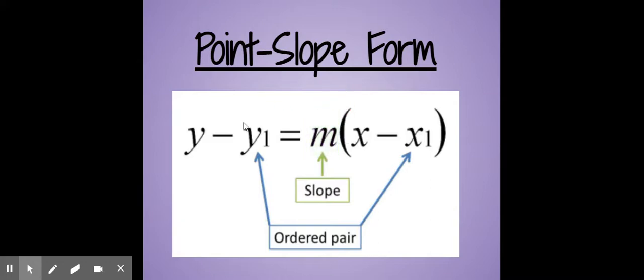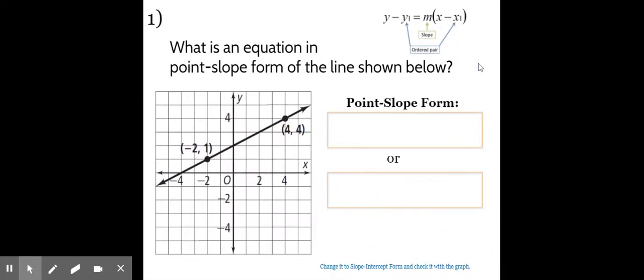And then the point, any point along the line: the x-coordinate will go here and the y-coordinate will go here. You could pick any point that you want. And once you plug those two things in, you will have the equation of the line in point-slope form. Let's give it a try.